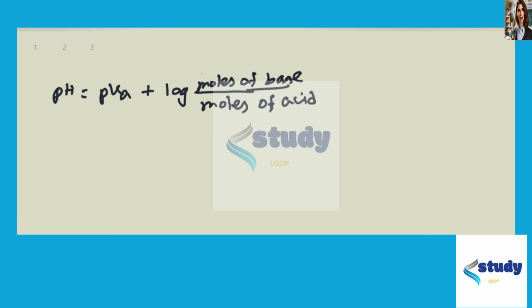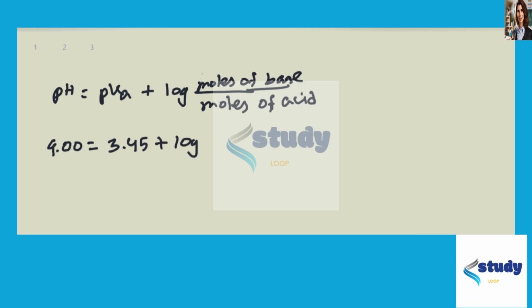Now the pH, that is our limit which we cannot exceed here, is 4. So our pH value is 4, and the pKa value we already calculated as 3.45.